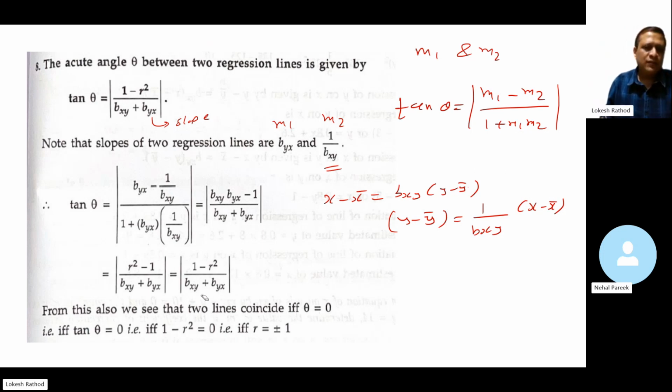Yes. So if theta is 0, we have 1 minus r square equal to 0. Tan 0 is 0, so 1 minus r square is 0, and r is equal to plus or minus 1. So theta is 0 means the two lines coincide with each other. Correct? So we got the same result as earlier. Understood this thing? Yes.